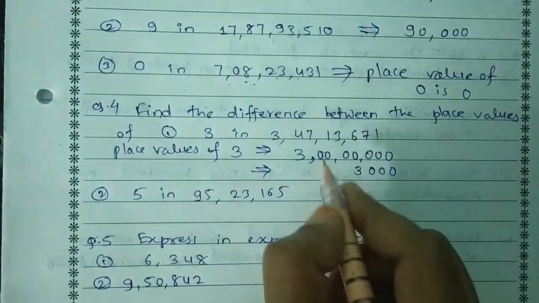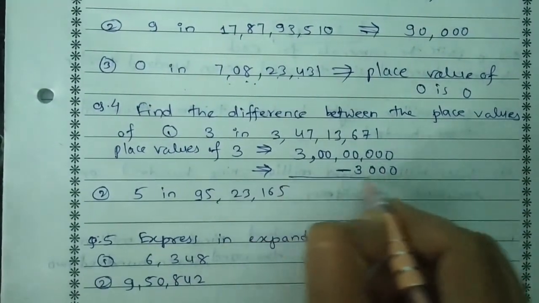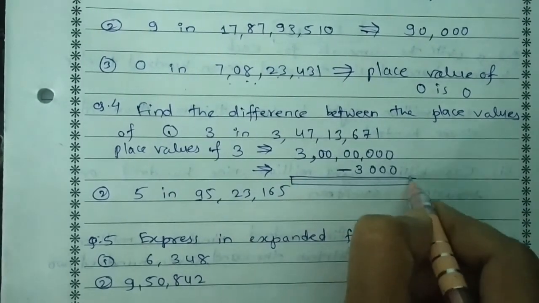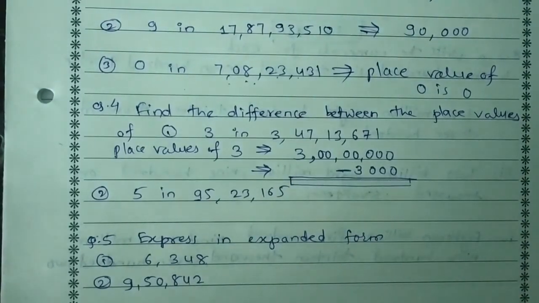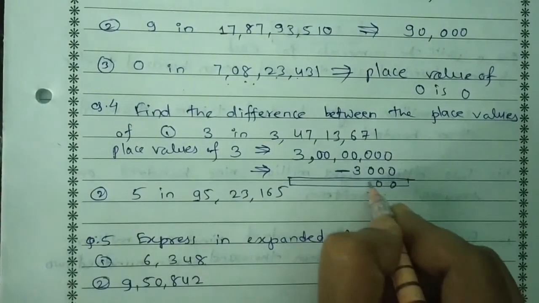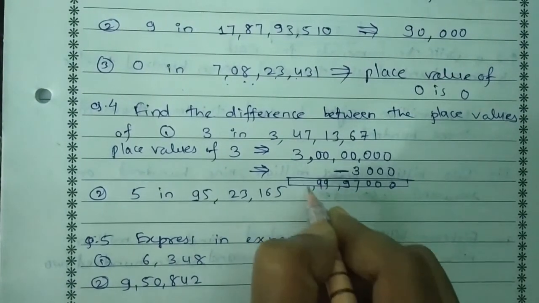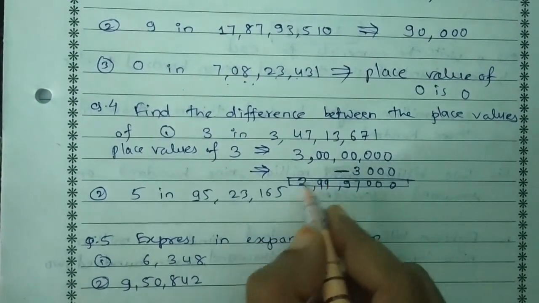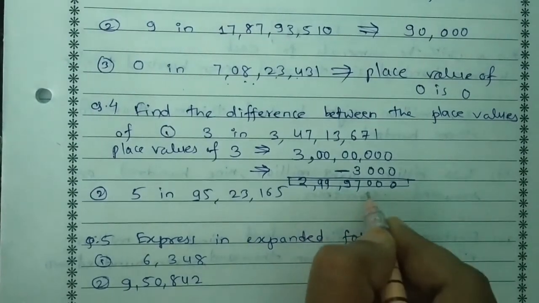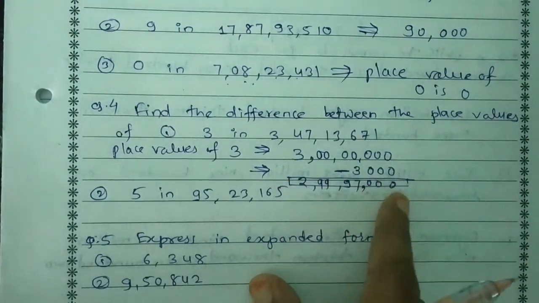Okay, now we need to find out the difference. So simply you need to subtract them. After subtracting, we need to write down the result. So we'll get here 2 crore 99 lakh 97,000. So 2 crore 99 lakh 97,000.